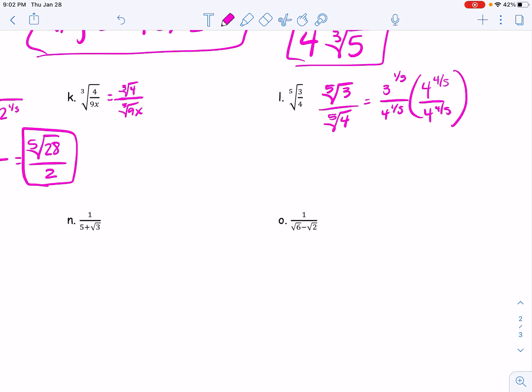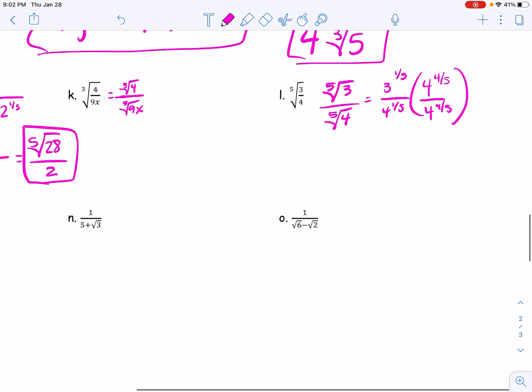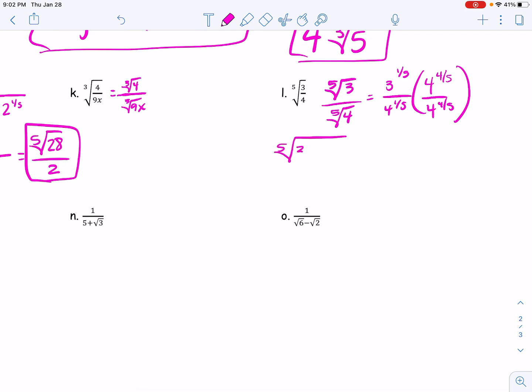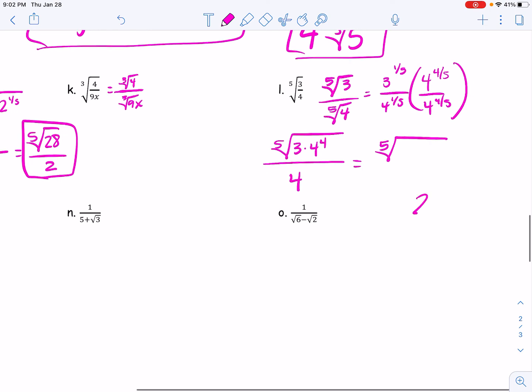Okay, I'm showing you what happens if you don't work smart with your numbers. So then this would be the 5th root of 3 times 4 to the 4th over 4, which then simplifies to... what's 4 to the 4th power? Well, that's 256, but then I'd have to multiply that by 3. So notice I'm already in a headache. 256 times 3.